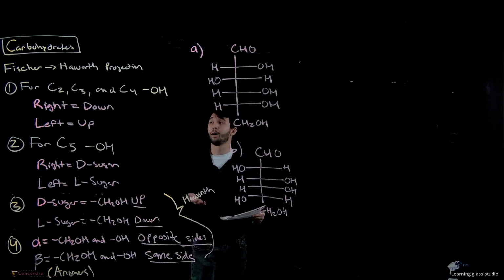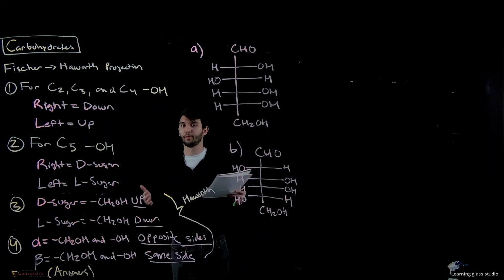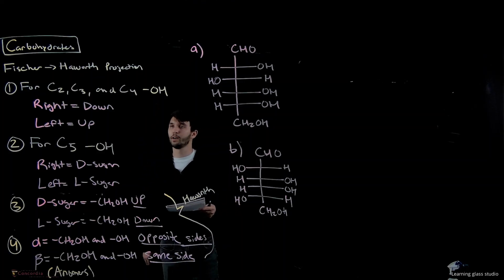This one will be about carbohydrates. Specifically, we're just going to look at how to convert between a Fischer and a Haworth projection. So this here is an example of a Fischer projection. The Haworth projection, as we'll see in a bit, is the hexagonal ring structure of a carbohydrate. This is just looking at monosaccharides.